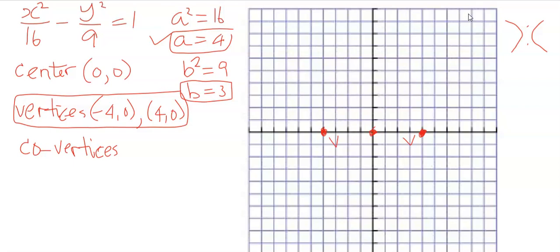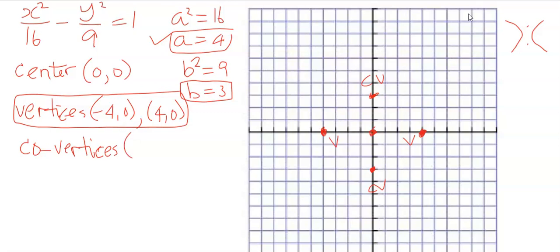Well, the co-vertices are up and down from the center. That would be your conjugate axis, and that's perpendicular to your transverse axis. But anyway, look at that. My b is 3. So I just go 3 up to there. There's one co-vertex. And I go 3 down. 1, 2, 3. And look at that. There's the other co-vertex. See that? And it looks like a square. It's going to form a square, but it's not. It's really a rectangle.